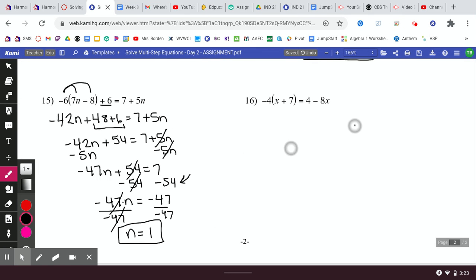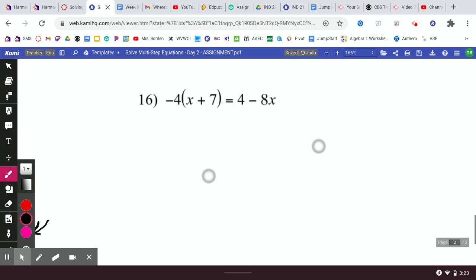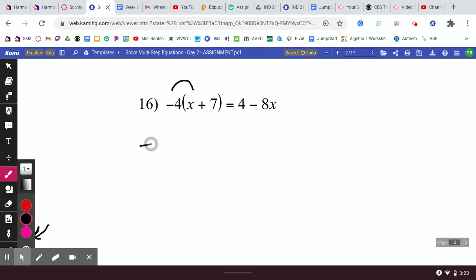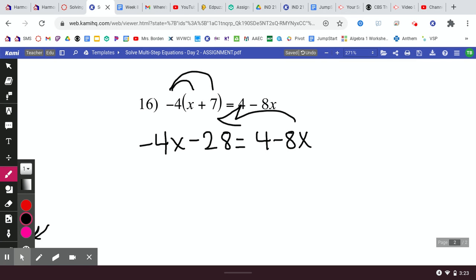All right, last but not least, more of the same. Okay, nothing different here. I distribute the negative 4 times x, which is negative 4x. I distribute the negative 4 times 7, which is negative 28. And then I didn't do anything to that side. And now I'm going to move all of my variables over to the left. So I'm going to take that 8 over, and I'm going to do that by, because it's a negative 8x, I'm going to do positive 8x and positive 8x.